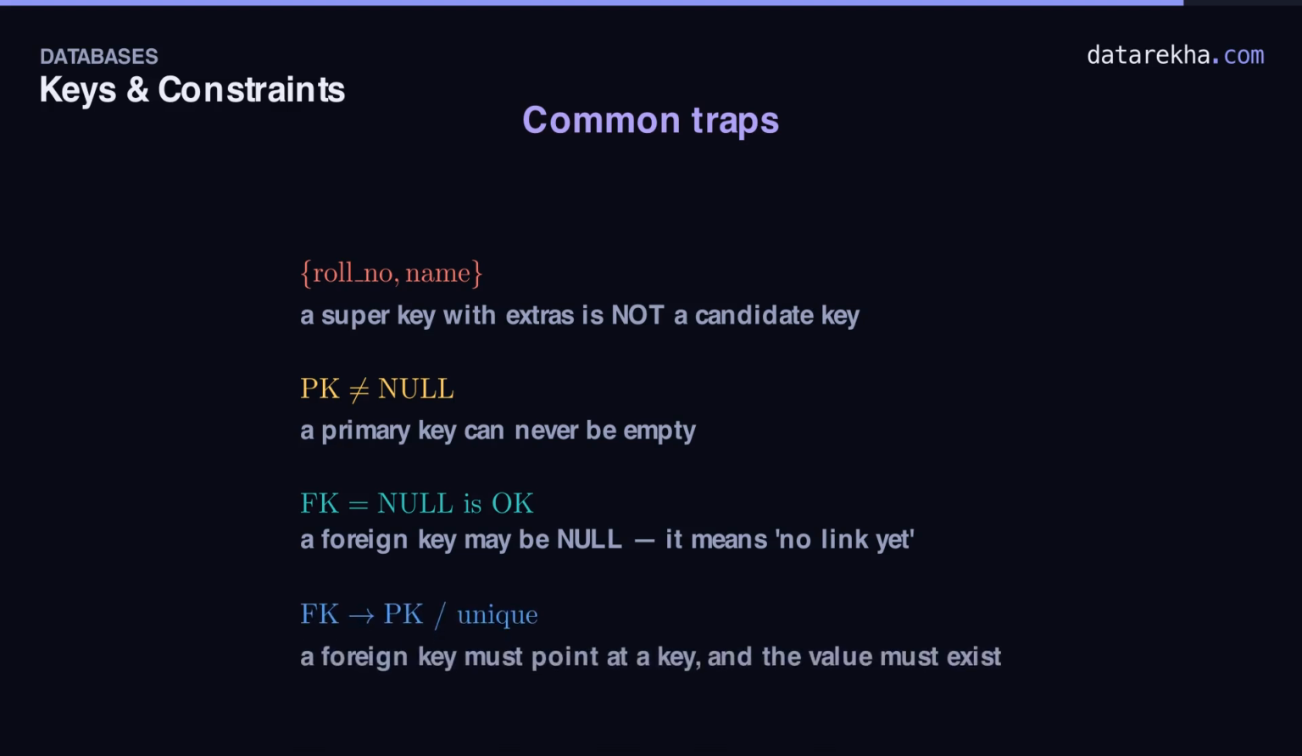Trap 4. A foreign key must reference a primary or unique key, never an ordinary column, and any value it holds must actually exist over there, or be null. Point it at a non-unique column, and the phrase one specific row loses all meaning.